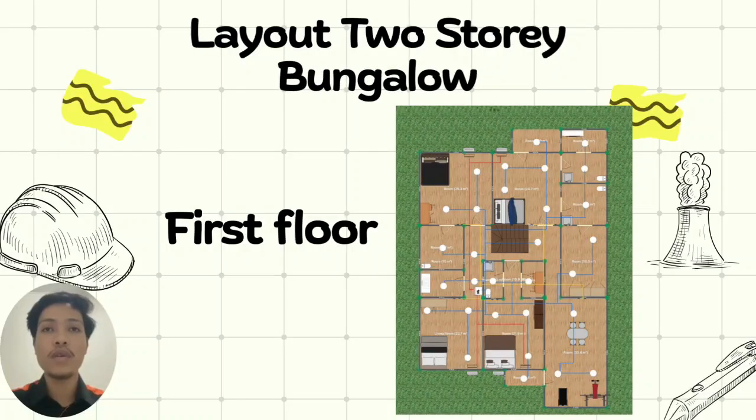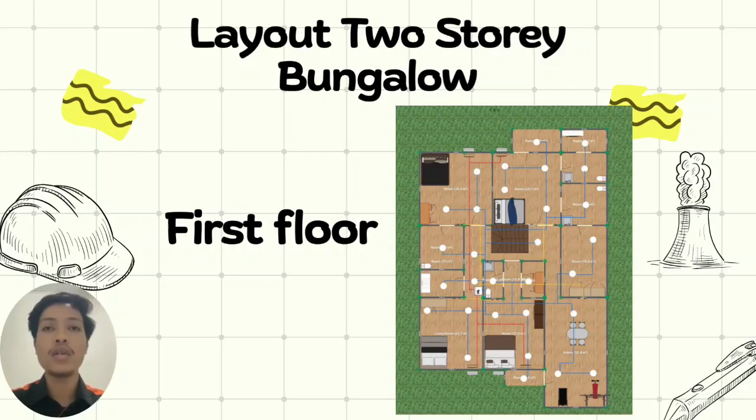Moving on to the first floor, the power distribution is arranged based on room function and usage needs. Each circuit is carefully planned to provide a stable and reliable power supply. The layout ensures balanced load distribution, which helps reduce voltage drop and minimize the risk of electrical failure.